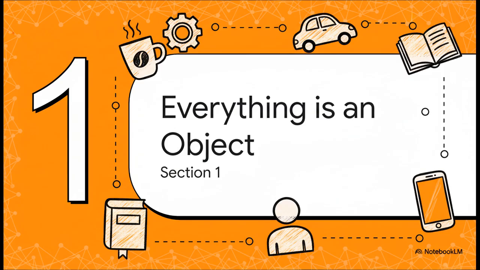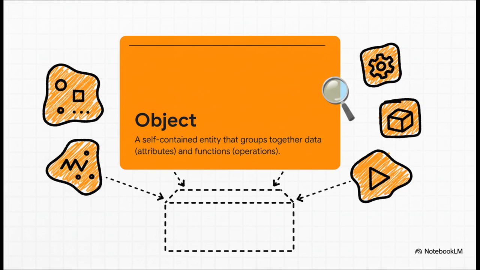This whole concept that everything, and I mean everything, can be looked at as an object. So what does that actually mean for something to be an object in code? Well, think of it like a neat little self-contained package. And inside this package, it bundles two things together. First, it's data. We call these attributes. And second, the functions that can do stuff with that data, which we call operations.